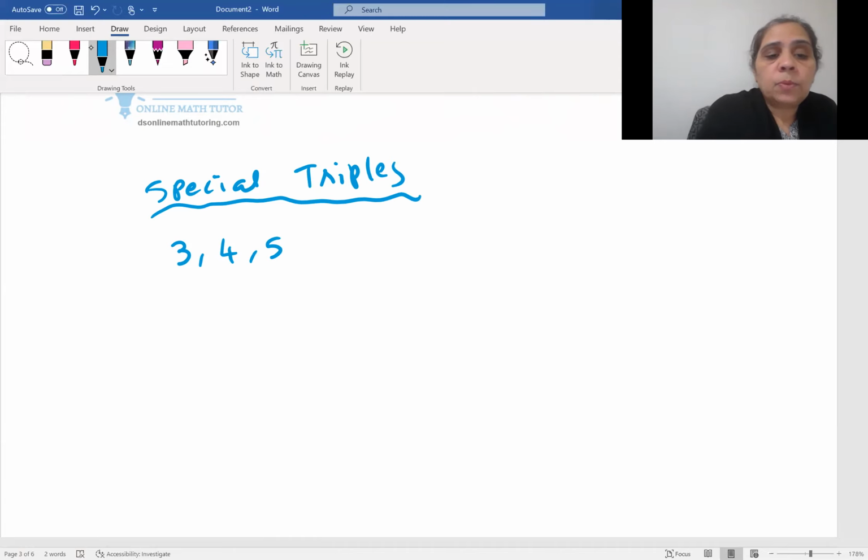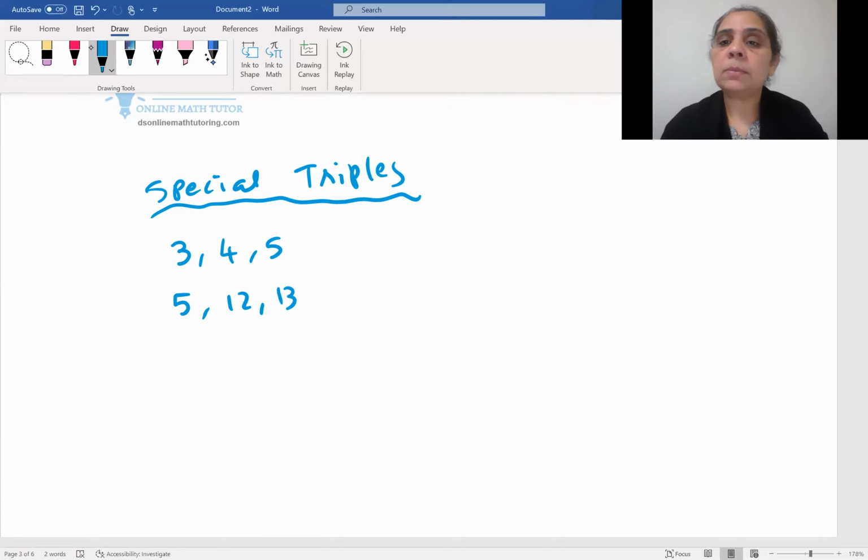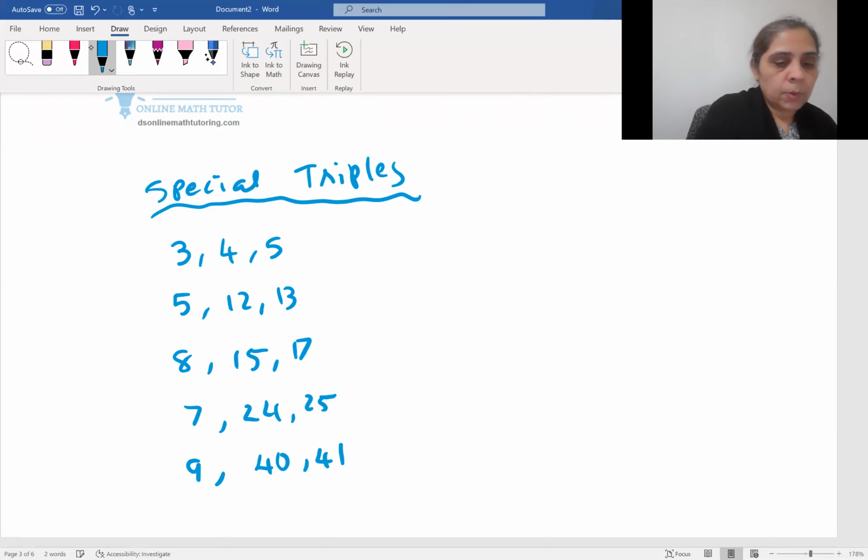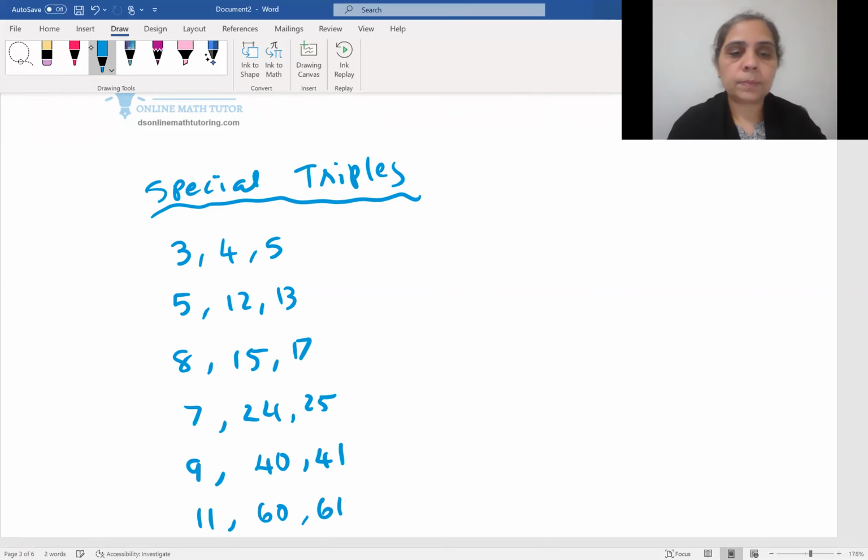So we have 3, 4, 5. Next one we have 5, 12, and 13. And also whatever the longest side is, that must be the hypotenuse, okay? Next one we have 8, 15, and 17. Next one we have 7, 24, and 25. Next one we have 9, 40, and 41. And we have one more, 11, 60, and 61.